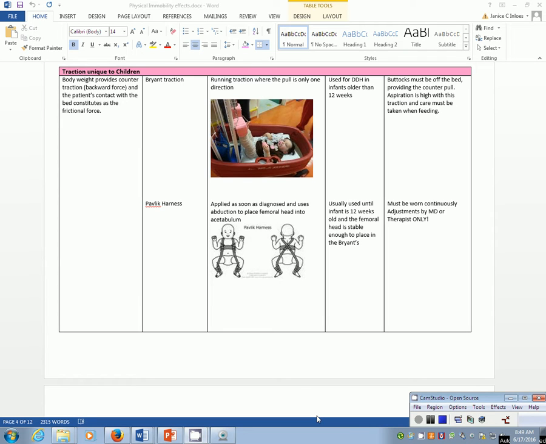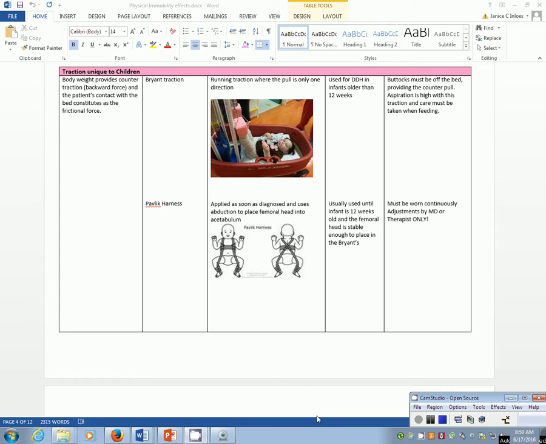Okay, let's start off with tractions that are unique to children. Again, Ms. Medley's going to go over all the different tractions that are mentioned in the Peds book, but these are the ones that you're going to see used most often with children. What is traction? It's where the body weight provides counter traction, which is a backward force, and the patient's contact with the bed is going to constitute the frictional force.